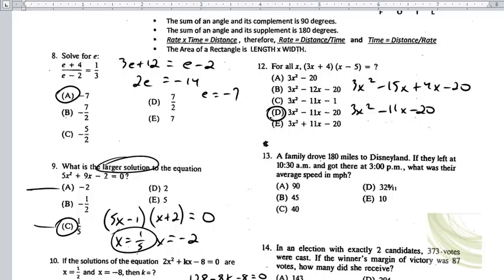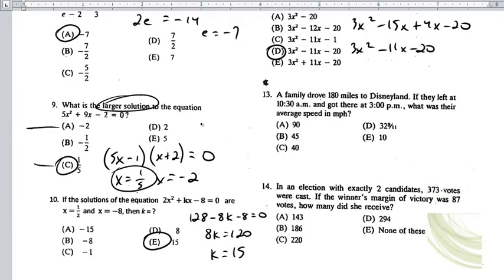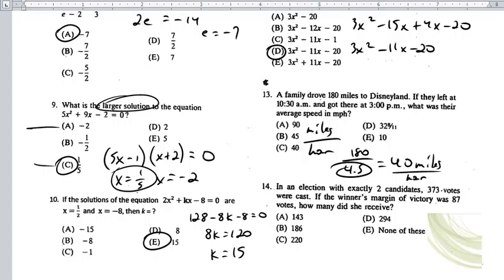Okay, pretty easy. A family drove 180 miles to Disneyland. If they left at 10:30 and got there at 3, what was their average speed? So remember, speed is miles per hour. So if I said I went 180 miles, and how many hours did I go? Well, 10:30, 11:30. So go from 11:30 to 12, it's an hour and a half, plus another 3 more hours. So it's really 4.5. And if you divide that out, you get 40 miles per hour. Okay? Because again, that's our units on the bottom. That's hours. That's how many miles you went. Okay? So the answer is C.